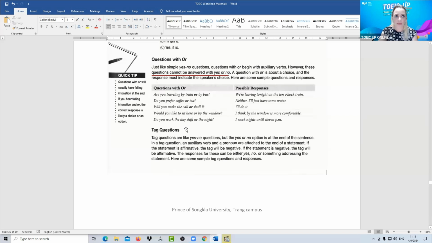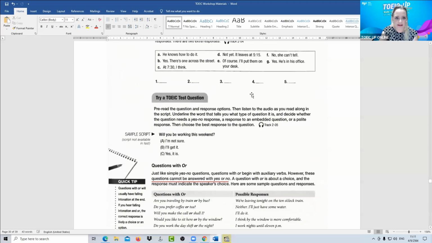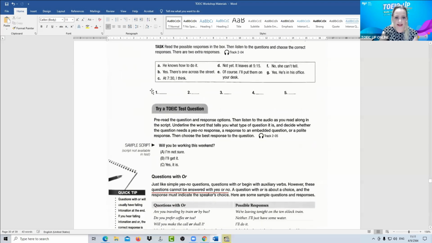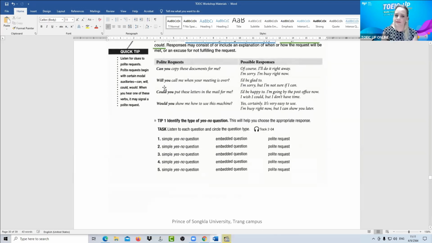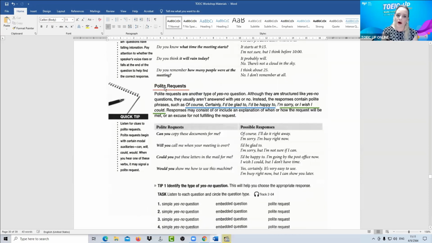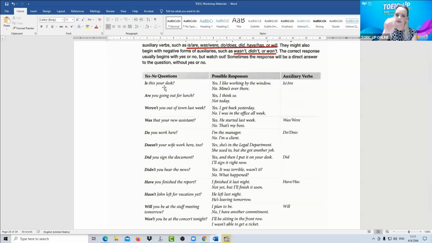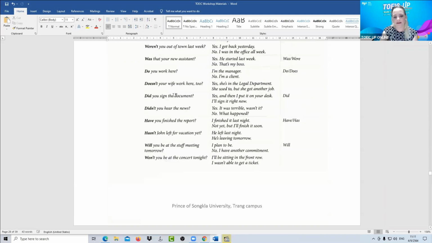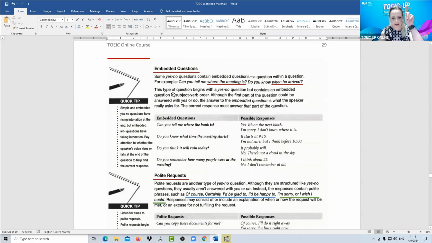Okay. So simple yes or no, yes-no questions usually have a rising intonation. Let's have a look at that. So let's look at the yes-no questions. Is this your desk? Desk goes up. Are you going out for lunch? Weren't you out of town last week? Right? Their intonation is all going up.